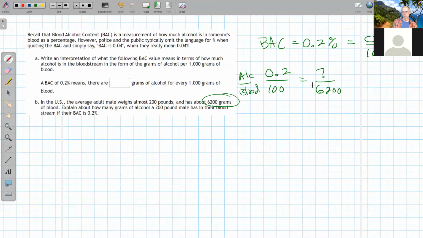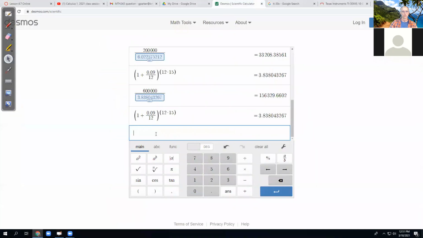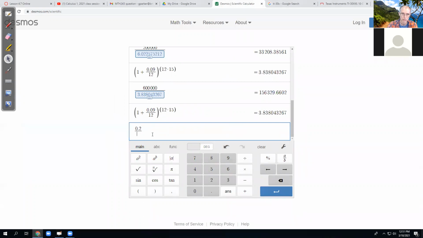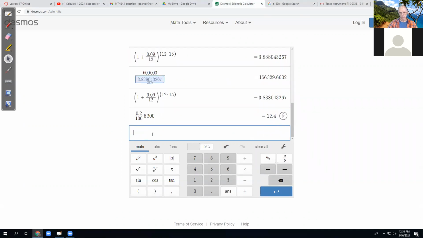To solve this, I would just multiply the 6,200 to the other side. So then my answer is whatever 0.2 over 100 times 6,200 is. And that should, I believe, be 12.4. I'm going to double check on my calculator. Instead of multiplying by 1,000 like we did before, we would multiply by his given blood amount. Yes, correct, 6,200. Yeah, 12.4. And so the explanation is just the sentence there.